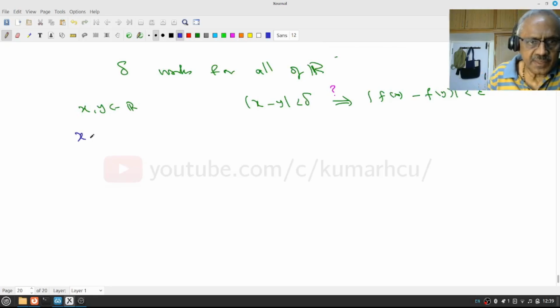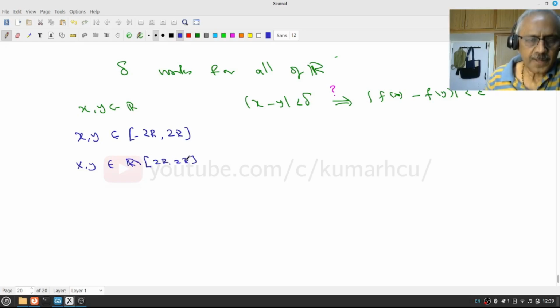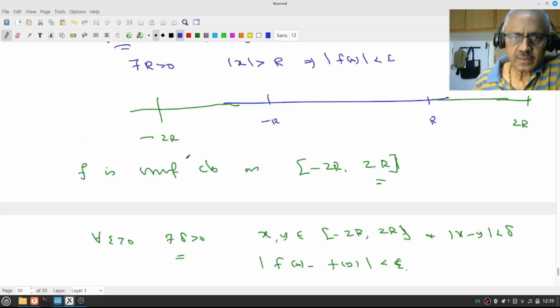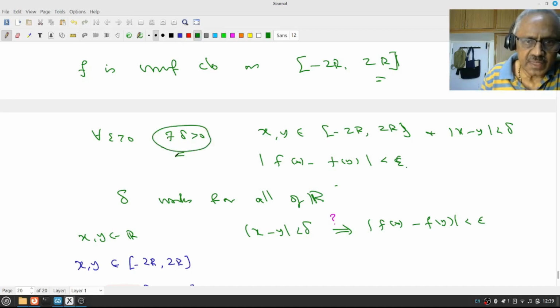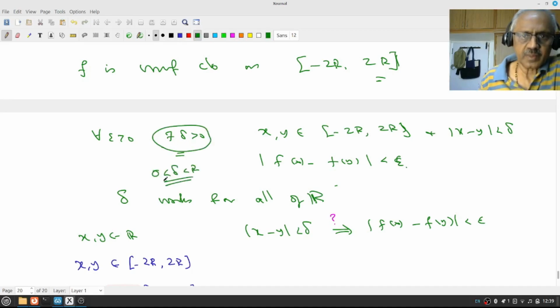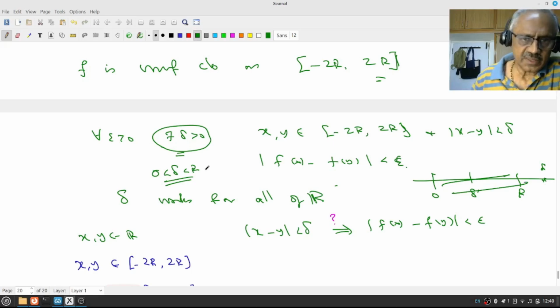As I said earlier, if x and y belong to minus 2r to 2r, no problem. Suppose x and y lie outside this. Without loss of generality, I can assume my delta is less than r. So I have 0, I have r. If it works for some delta, I can go below this; for every delta less than that it will also work. Therefore, I can assume my delta is less than r.